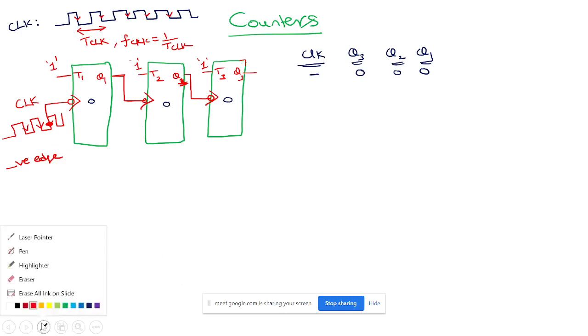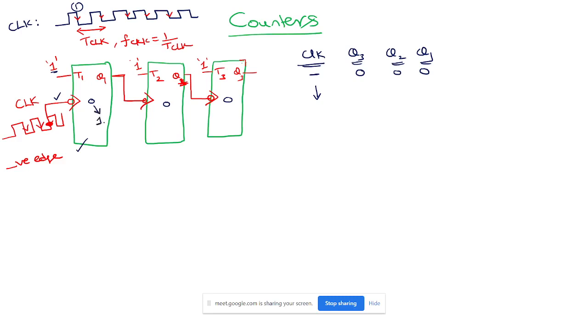So, first thing is, if you apply the clock, that means the first negative edge has arrived at this point. Is the flip-flop sensitive to negative edge? Yes. Now, which mode is this in? Toggling mode, because this is 1. So the output will be toggled from 0 to 1. Q1 will become 1. Now tell me whether Q2 changes or not.